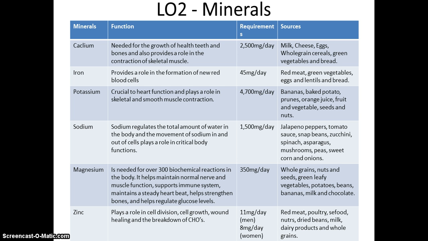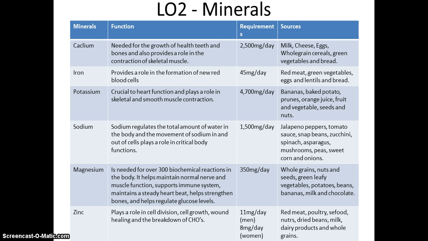Iron provides a role in the formation of new red blood cells. 45 milligrams per day, found within red meat, green vegetables, eggs, lentils, and bread. Potassium, crucial to the heart function and plays a role in skeletal and smooth muscle contraction. We need 4,700 milligrams per day, found in all them foods noted there.